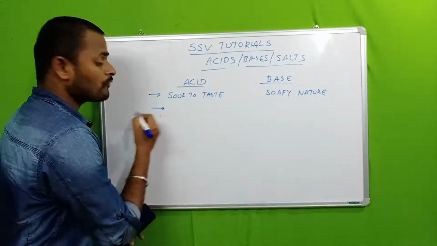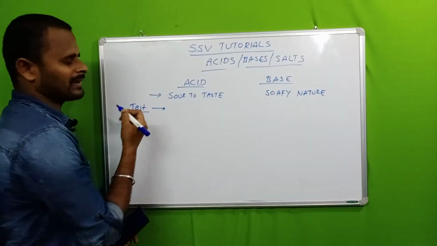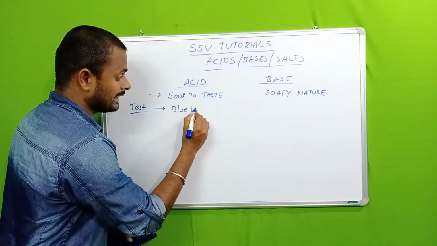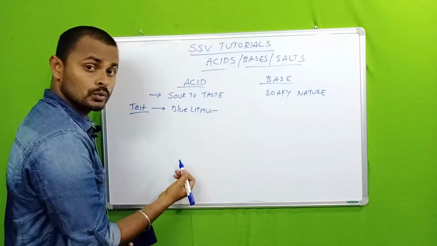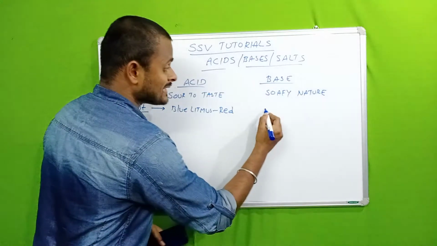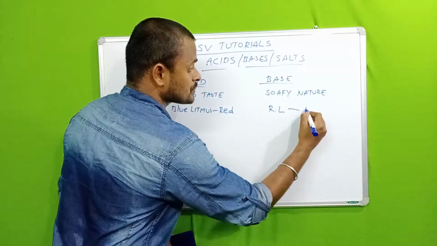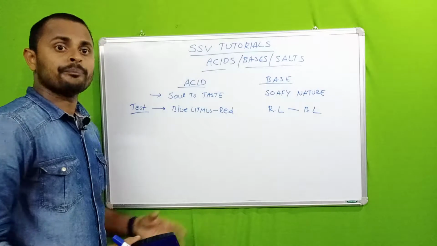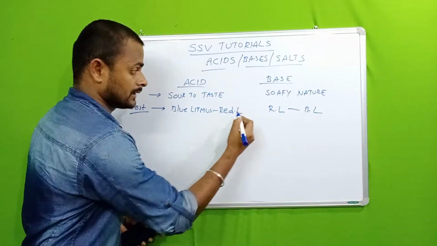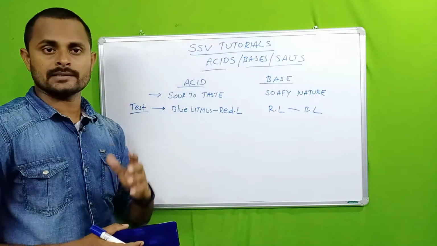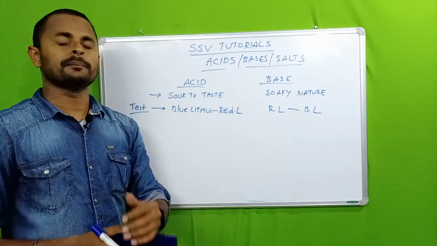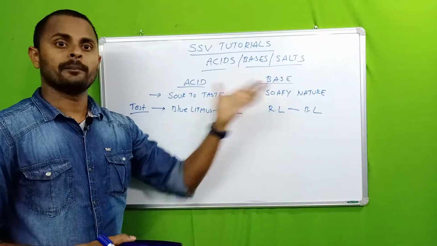And the test of acid. What is the test of acid? Acids convert blue litmus to which color? Red color. And bases convert red litmus to blue. So substances which convert blue litmus to red are called acids, and substances which convert red litmus paper into blue are called bases.